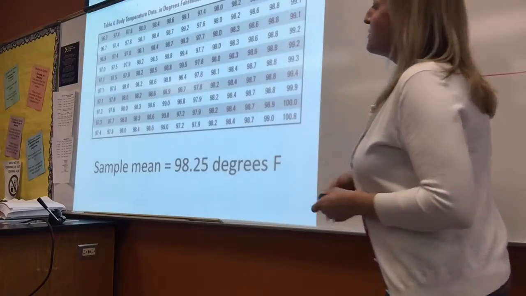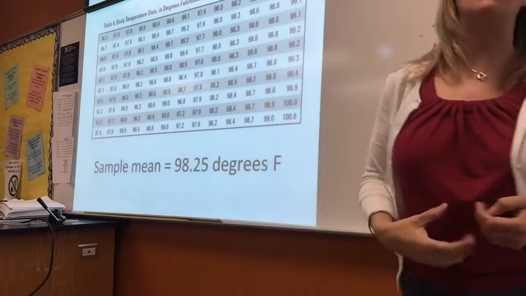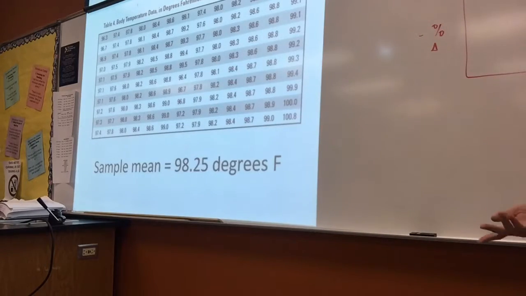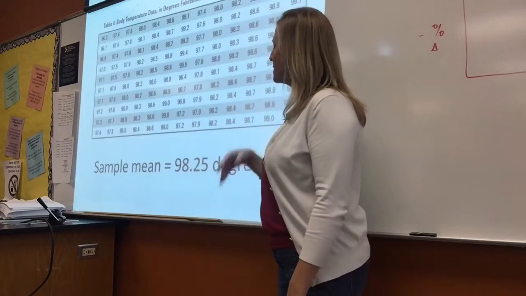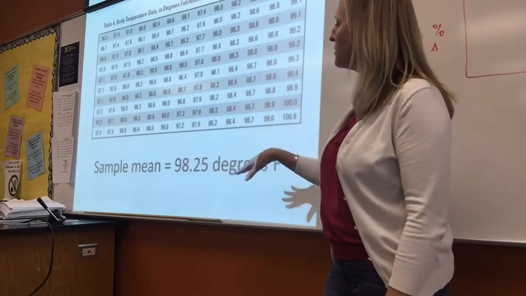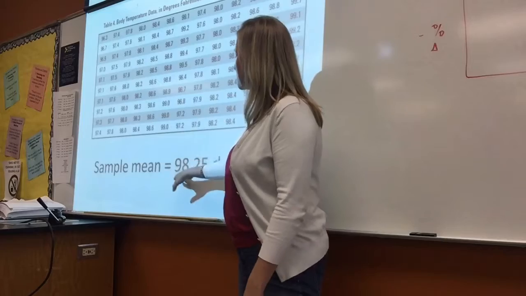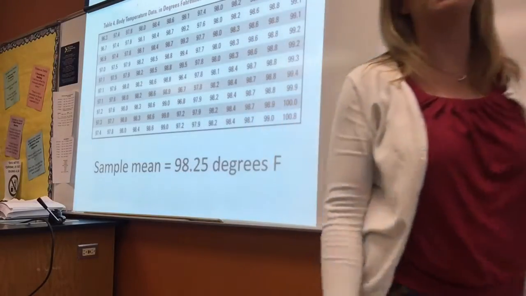So for the mean, we're not going to sit and add up all these 130 numbers, so I did it for you. I added all these body temperatures up and divided by the total, which was 130 people, and the mean of this group was 98.25 degrees Fahrenheit.